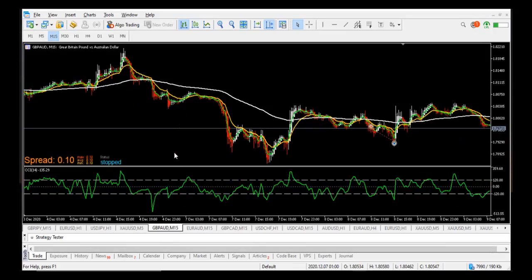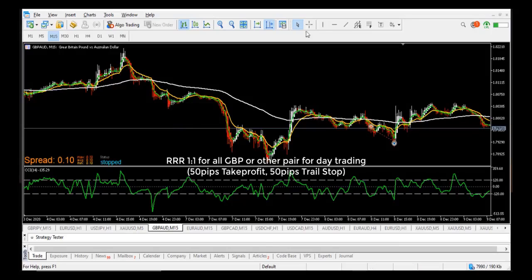When trading the GBP, I recommend a 1-to-1 ratio for day trading. If it's long term, you can go as far as 1-to-3. This system can give you up to 1-to-4, but I recommend for day trading, in order to close your trade before the end of the day, a 1-to-1 risk reward ratio, which is 50 pips.